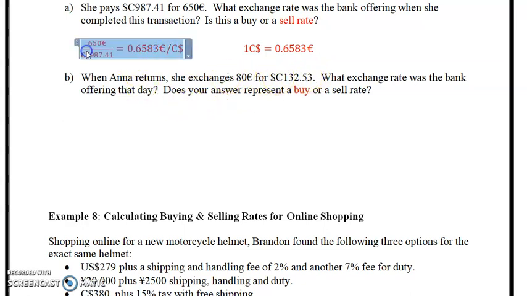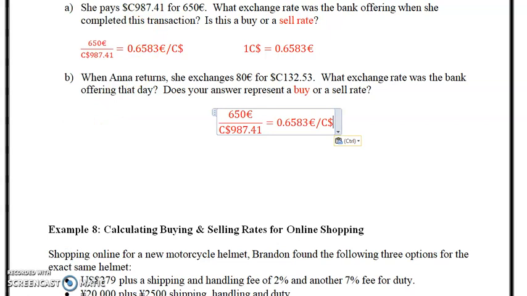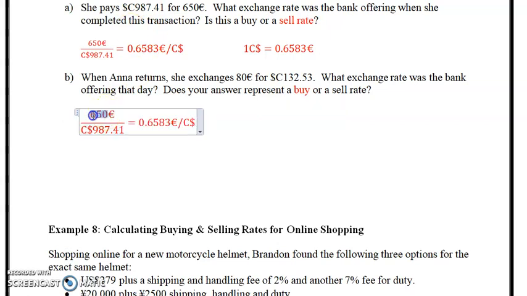So what I'm going to do is steal this and change the amounts. The amount you had left over was 80 euros. They gave you in return 132.53. So we go to our calculator and we divide the two. Take 80 divided by 132.53. We get 0.60363. So we'll leave that as a 6.